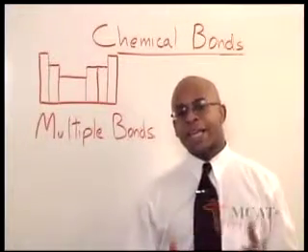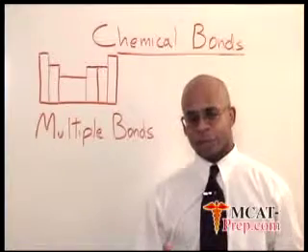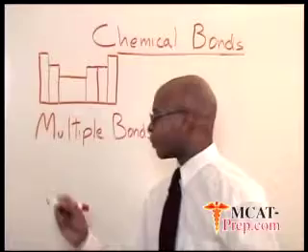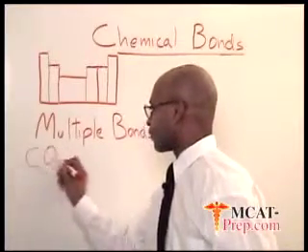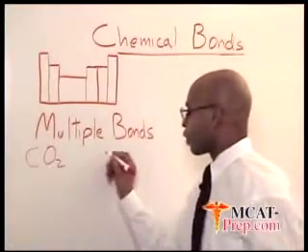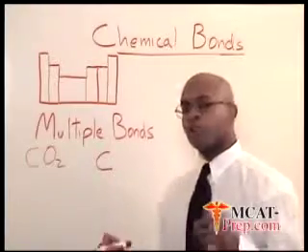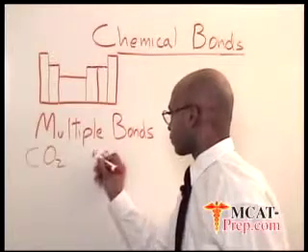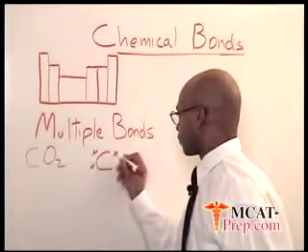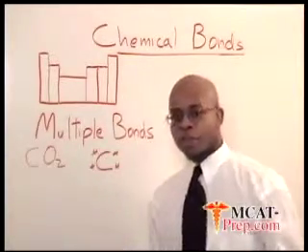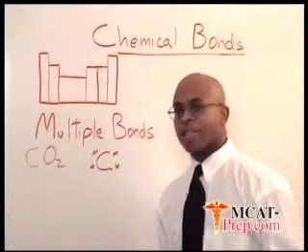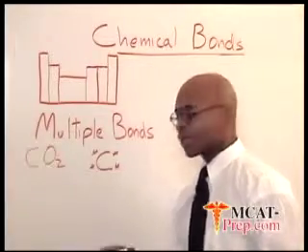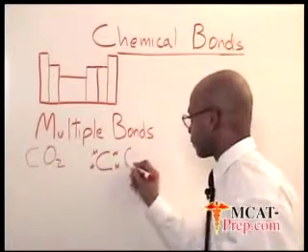Sometimes compounds can achieve the octet rule by forming multiple bonds. For example, carbon dioxide. Carbon has 4 electrons in its outer shell. Oxygen has 6 electrons in its outer shell. Oxygen, of course, is in group 6 and thus has 6 electrons in its outer shell.